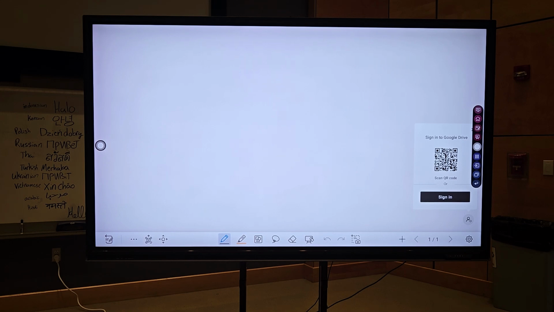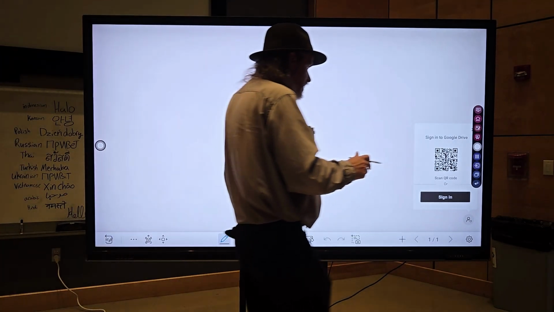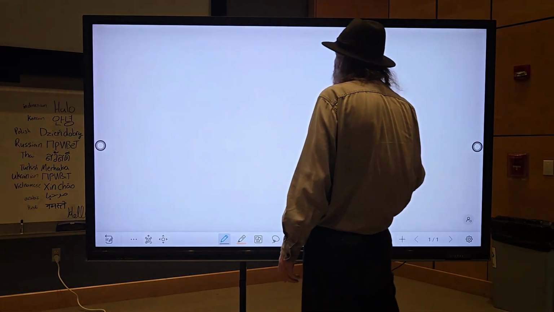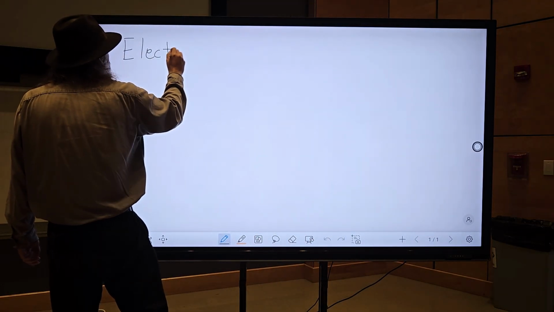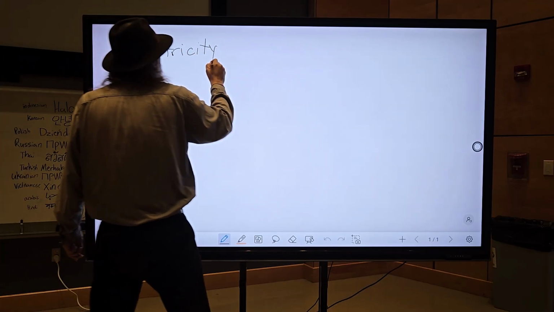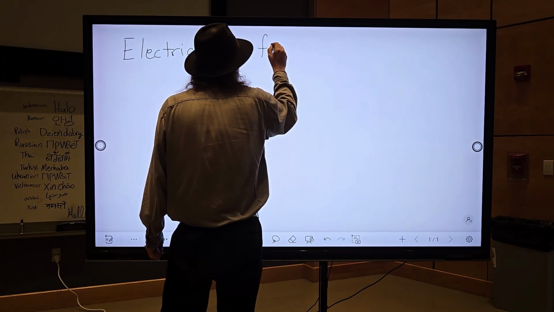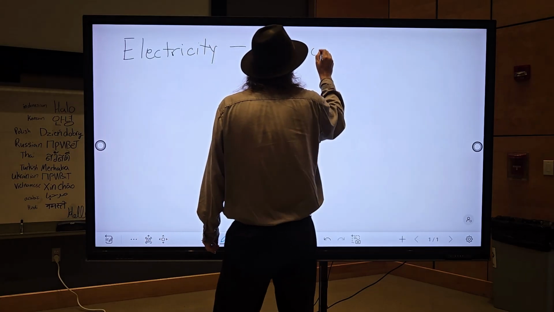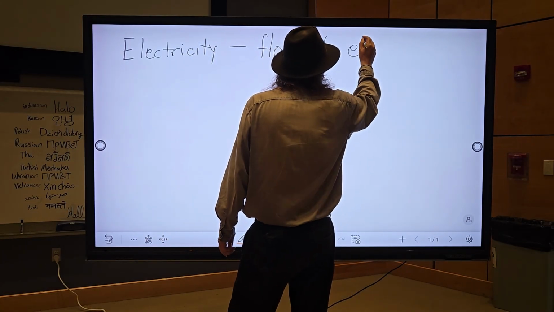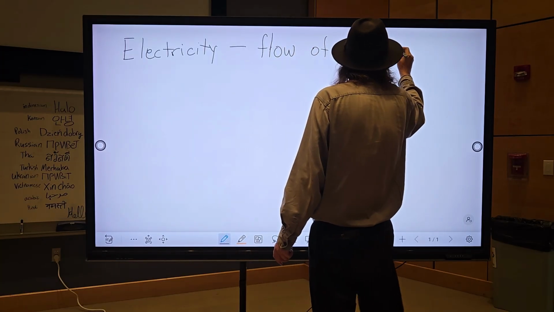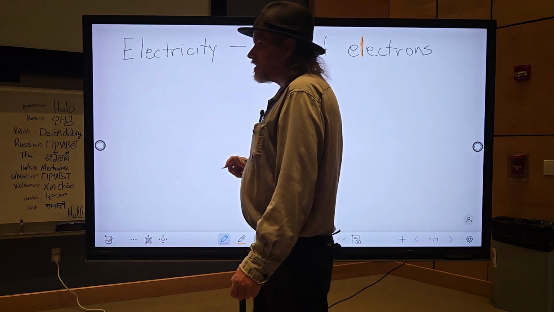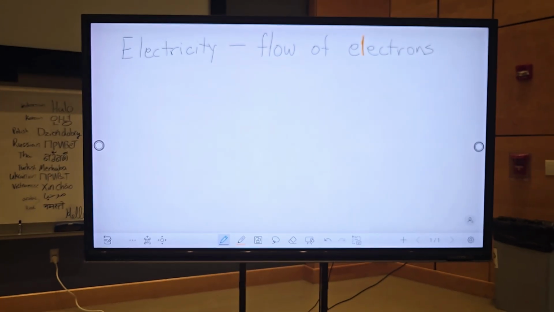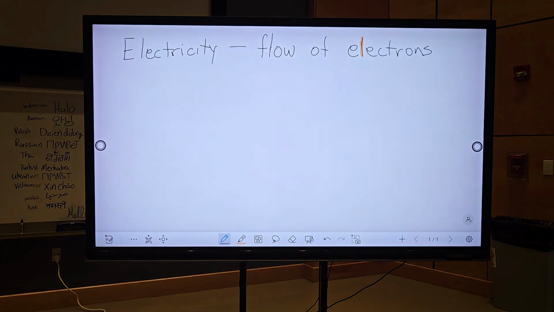We're going to start today with what is electricity. Electricity is the flow of electrons. If the electrons aren't flowing, there is no electricity. If they are flowing, then it is electricity.